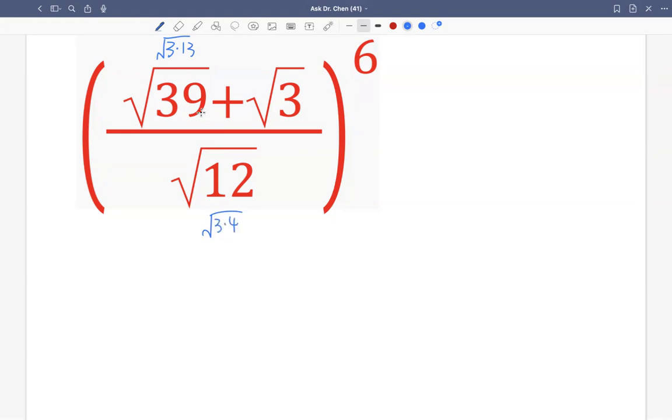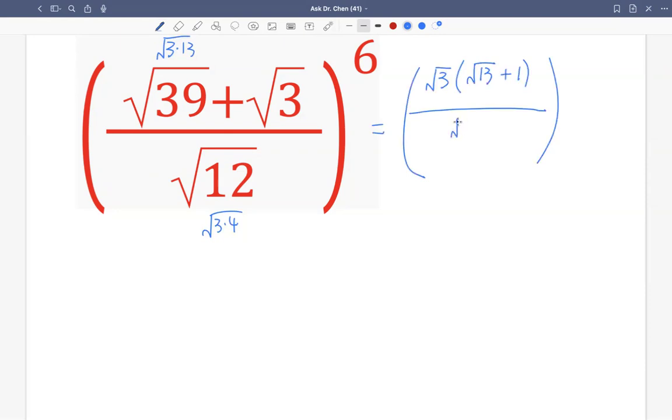So let's simplify first. That means the numerator, I can factor out square root of 3. Then square root of 39 now becomes square root of 13. Then plus 1, right? Because 1 times square root of 3 is the square root of 3.